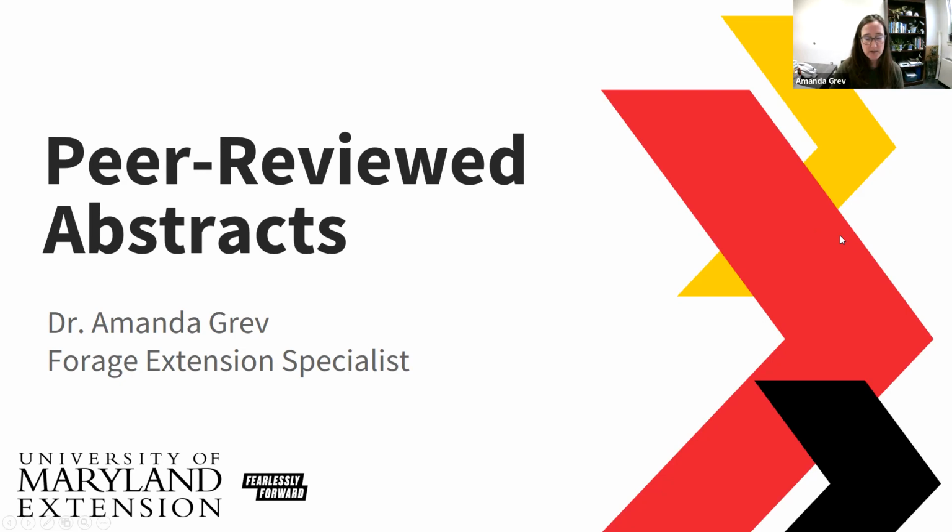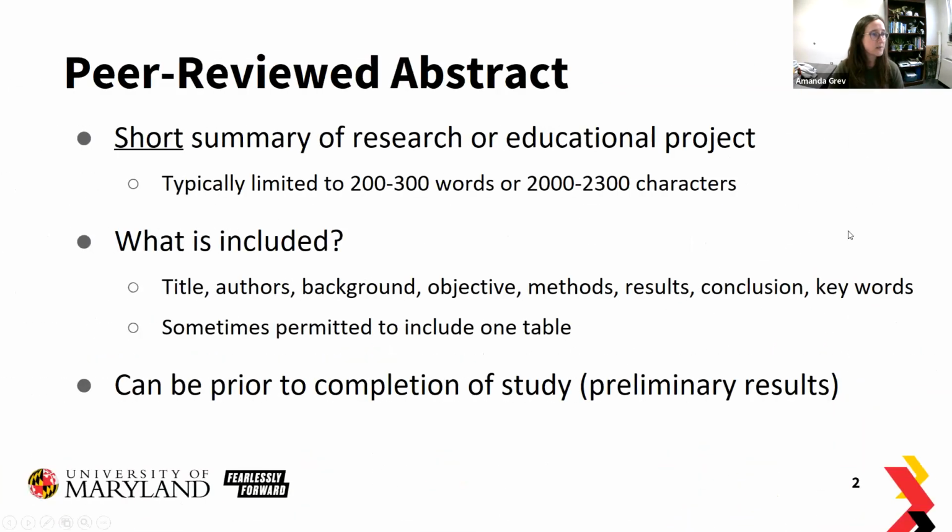As far as peer-reviewed abstracts go, like Deb said earlier, these are meant to be a really short summary of a research, or possibly some sort of educational project. So it's really important to adhere to the limits, and sometimes it can be hard to fit a lot of information into a short length. But like Andrew just said, sometimes we have to be ruthless with ourselves and ask what's really important to include. In my experience, the abstracts I've submitted are typically limited to somewhere between 200 and 300 words, or 2,000 to 2,300 characters, but that will differ depending on who or what you're submitting it to. So just make sure you know what the limit is.